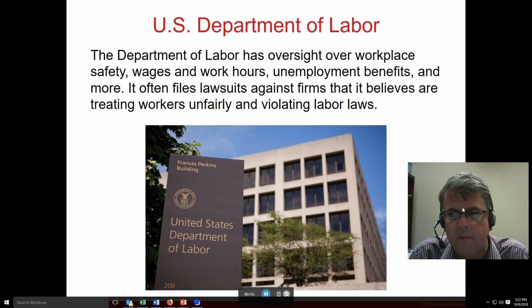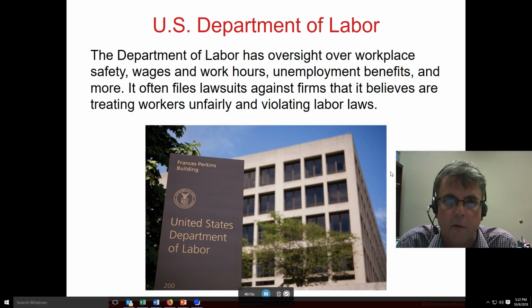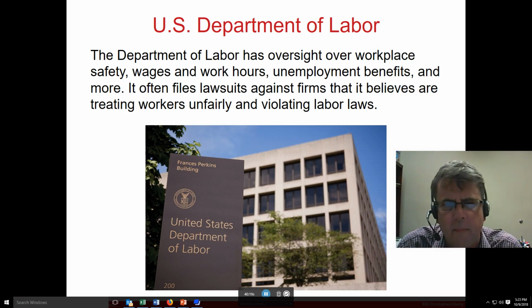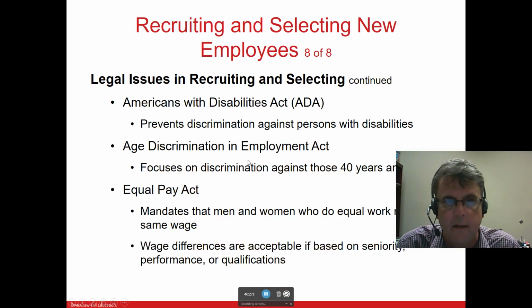Okay, we have the Department of Labor, which supposedly has oversight over workplace safety, wages and working hours, unemployment benefits, and more. It often files lawsuits against firms that it believes are treating workers unfairly and violating labor laws. All right, finally, recruiting and selecting new employees, legal issues in recruiting and selecting.